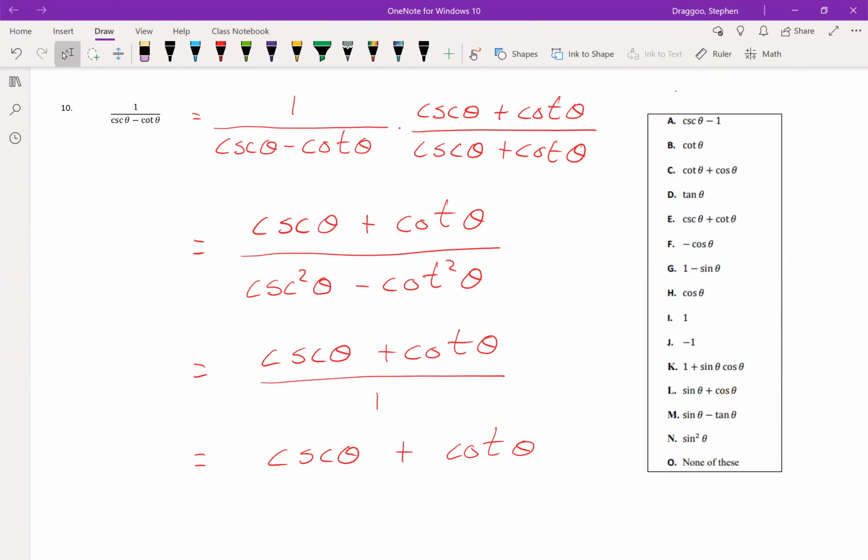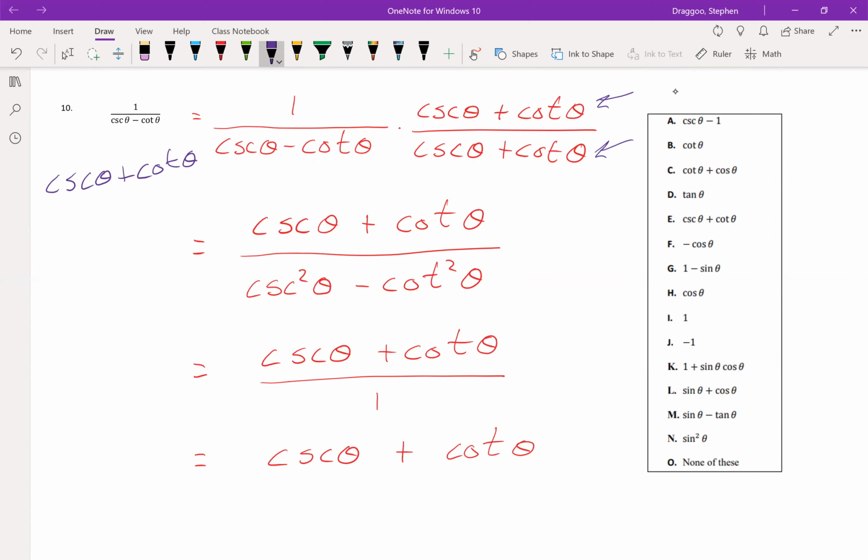And lastly, problem 10. Again, I have a complicated denominator, so I'm going to multiply by the conjugate of that denominator. And the conjugate of cosecant theta minus cotangent theta is cosecant theta plus cotangent theta. So I will multiply that conjugate to both top and bottom.